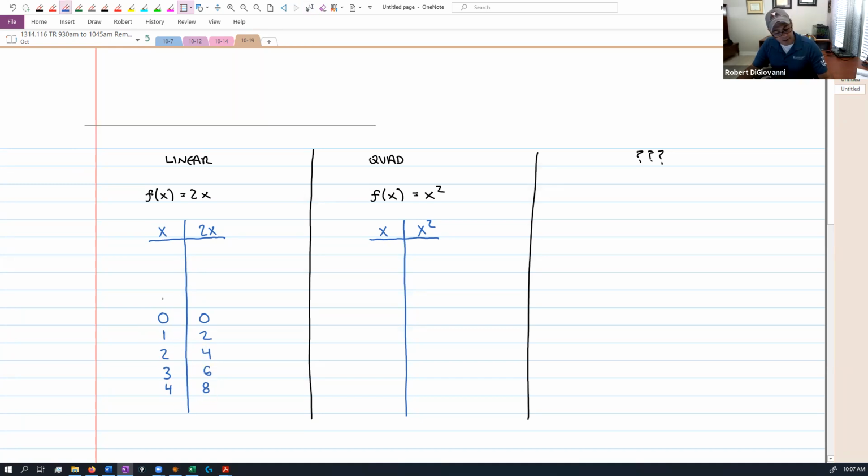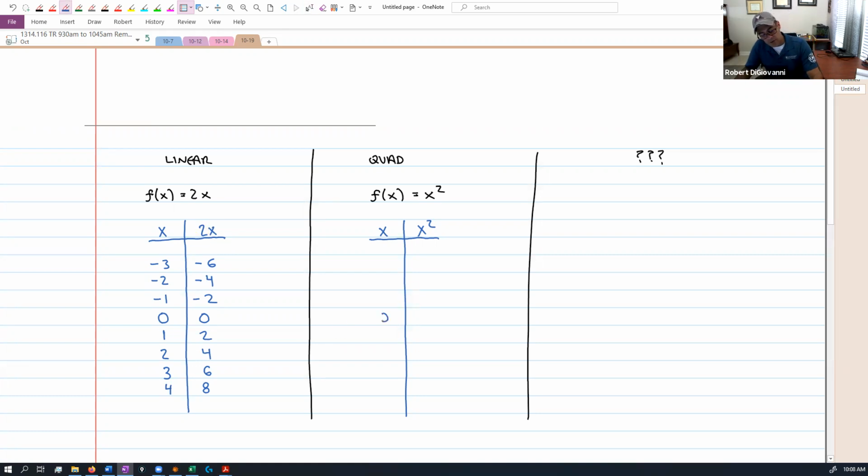If I plug in -1, right? What would -1 times 2 be? Just -2, right? Plug in -2, -2 times 2 is -4. Plug in -3, -3 times 2 is -6. And I could keep going, right? That table gives you a basic idea of what's happening. Let's compare that to this one.